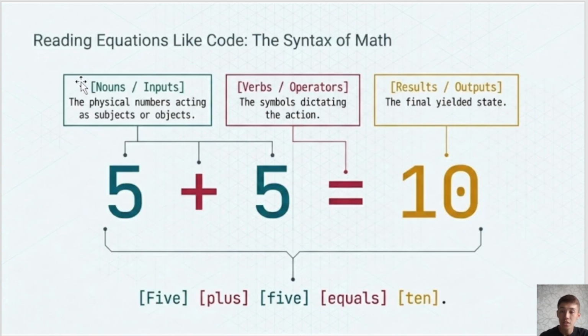The next slide consists of reading equations like code, the syntax of math, and we can see this task: 5 plus 5 equals 10. The first 5 is a noun, an input, the physical numbers acting as objects, and the second 5 is a verb or operator, the symbol dictating the action. And after this, we write the equals, and after this, we write the result or output, the final yielded state.